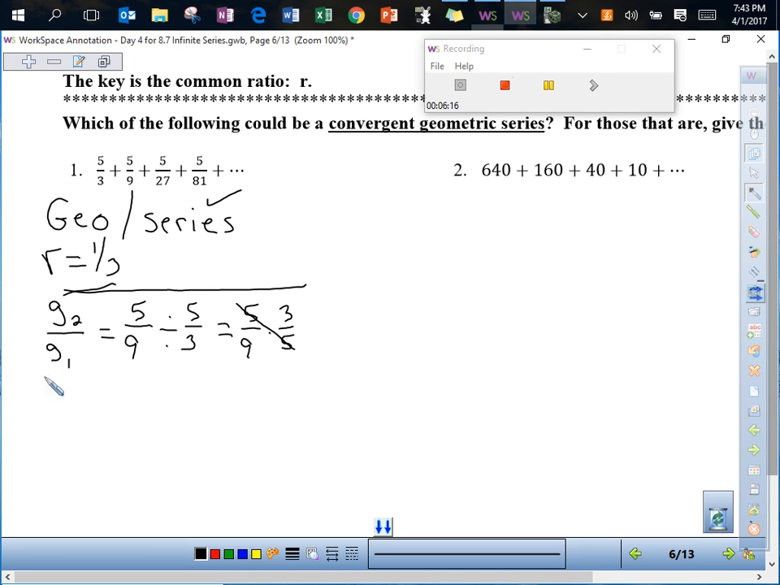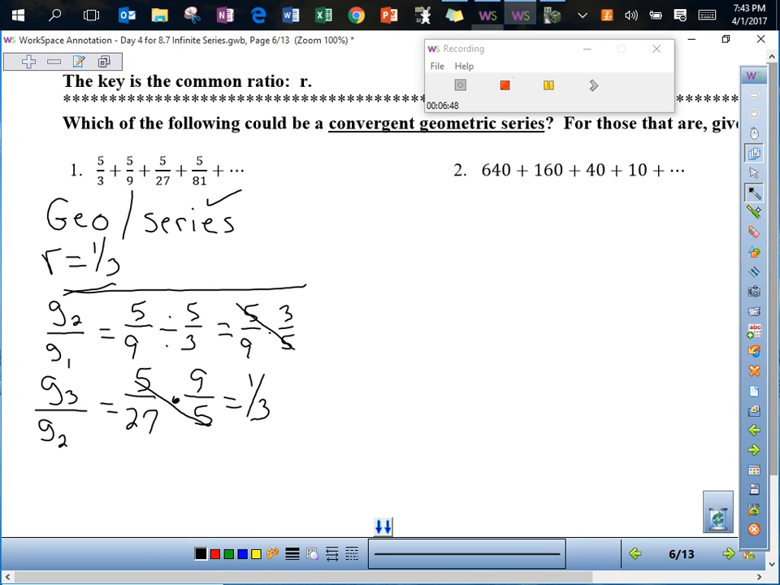Now I'm also going to check g sub 3 divided by g sub 2. So I'm going to take 5/27 divided by 5/9, so I'm going to invert and multiply, which I think of as times 9/5. Once again, notice that I get 1/3. So a couple of ways to get your r value. That's key in the lesson today.